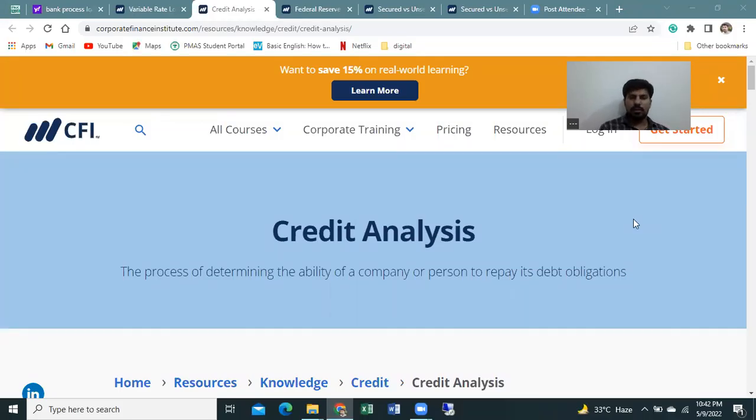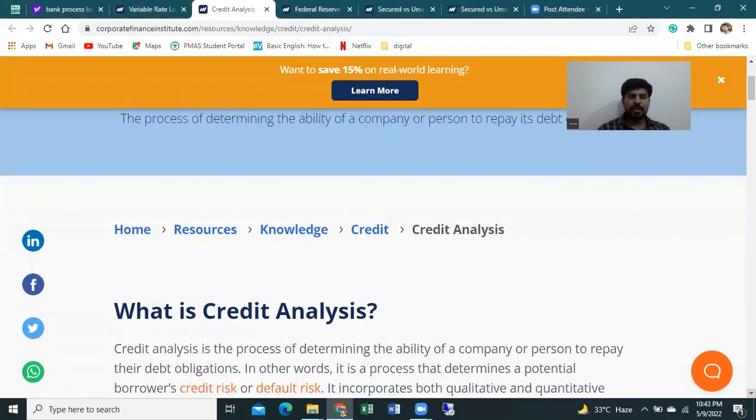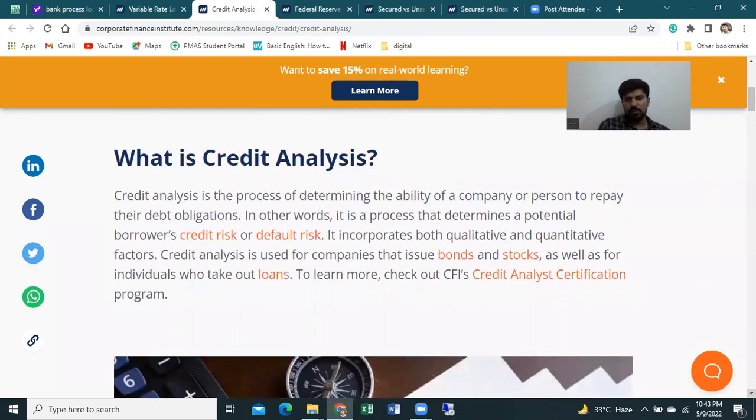My name is Jack. Today I am talking about credit analysis. What is credit analysis? Credit analysis is the process of determining the ability of a company or person to repay their debt obligations. In other words, it is the process of determining credit risk and default risk. The process incorporates both qualitative and quantitative factors.